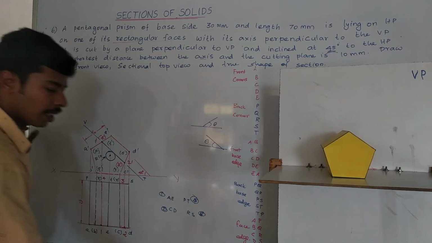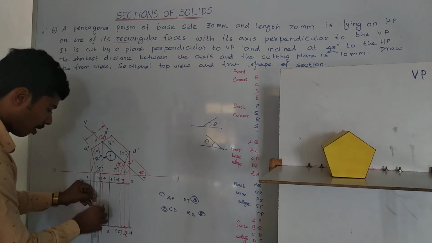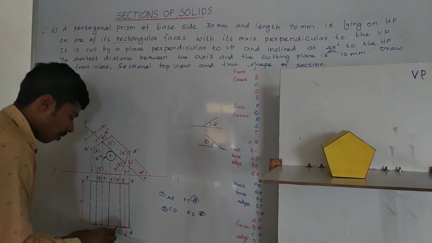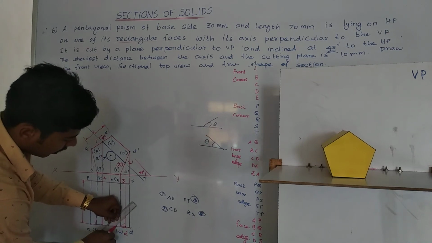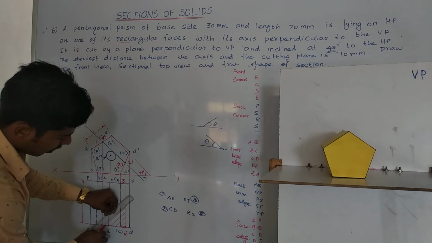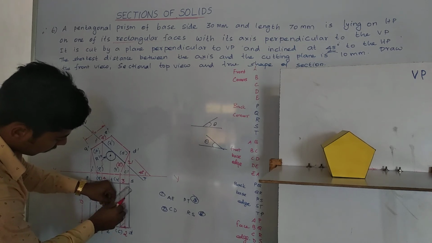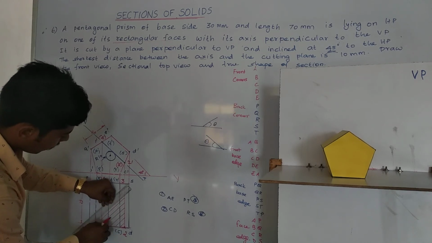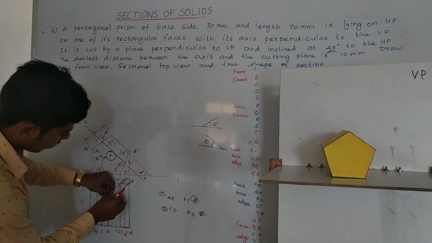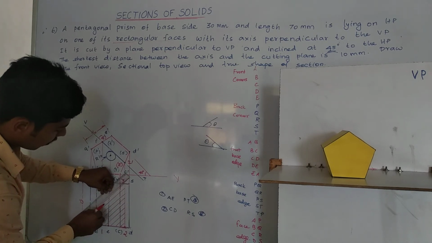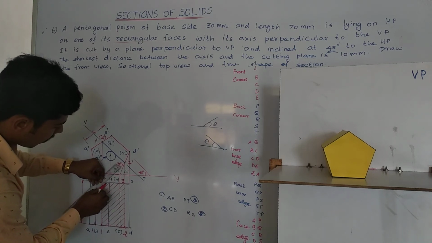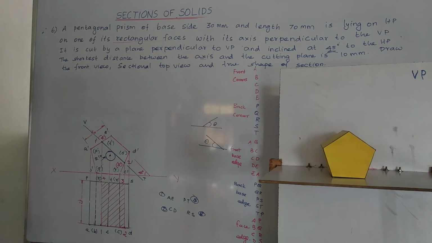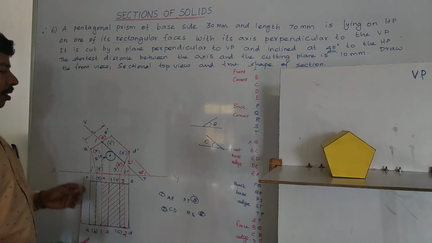So these are all the points. Then join these: 1, 2, 1, 3 and 4. Then mark the section. This is the sectional top view.